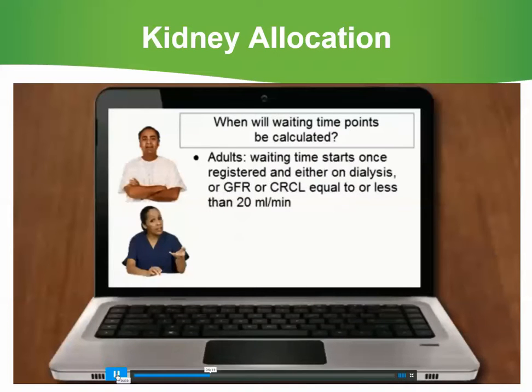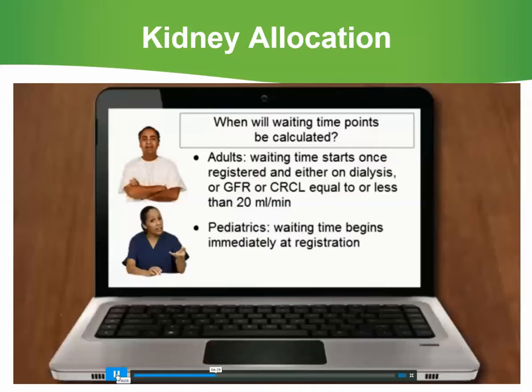For adult patients, waiting time points are calculated once the patient is registered on the waiting list and is either on dialysis or has a glomerular filtration rate, also known as GFR, or a creatinine clearance level that is equal to or less than 20 milliliters per minute. For pediatric patients, waiting time points begin immediately at registration. The transplant team can share total waiting time points assigned once the patient is registered for a kidney transplant.